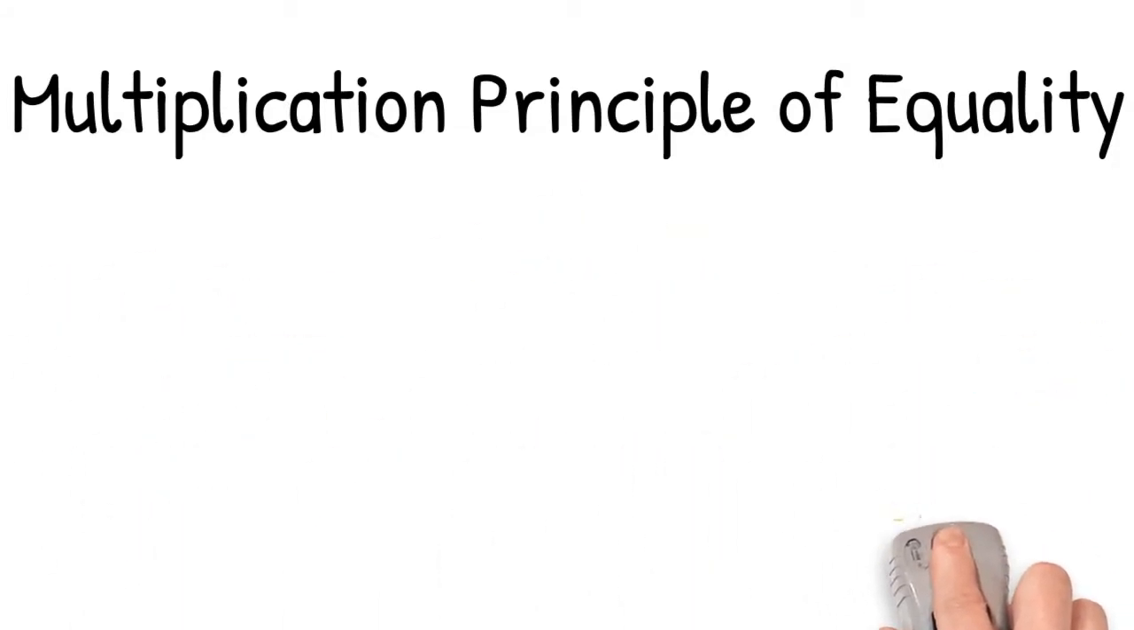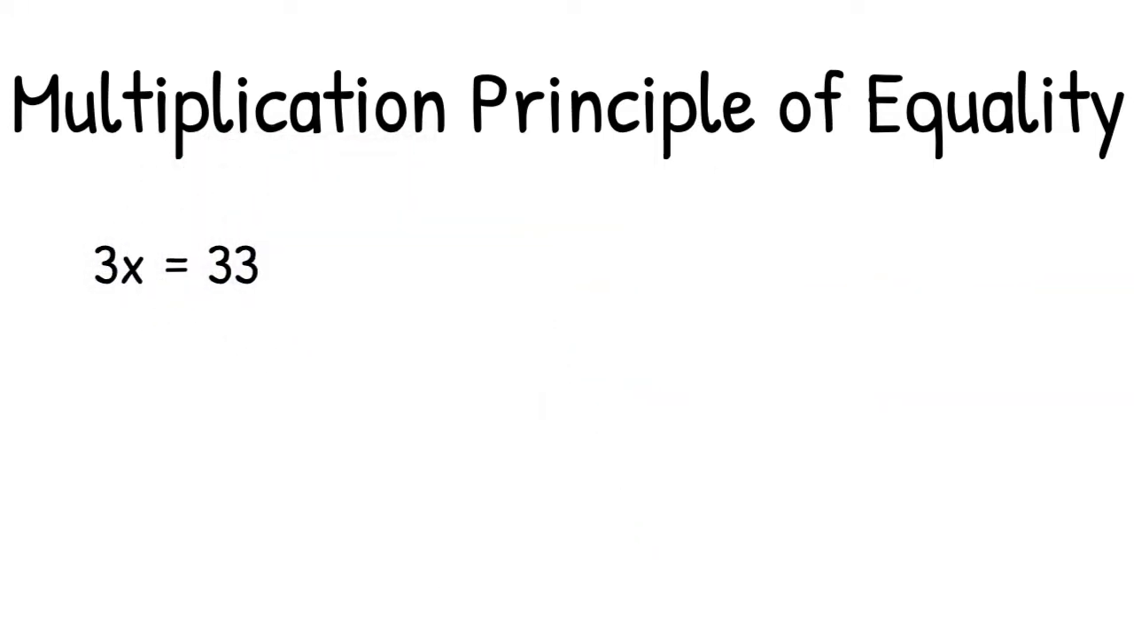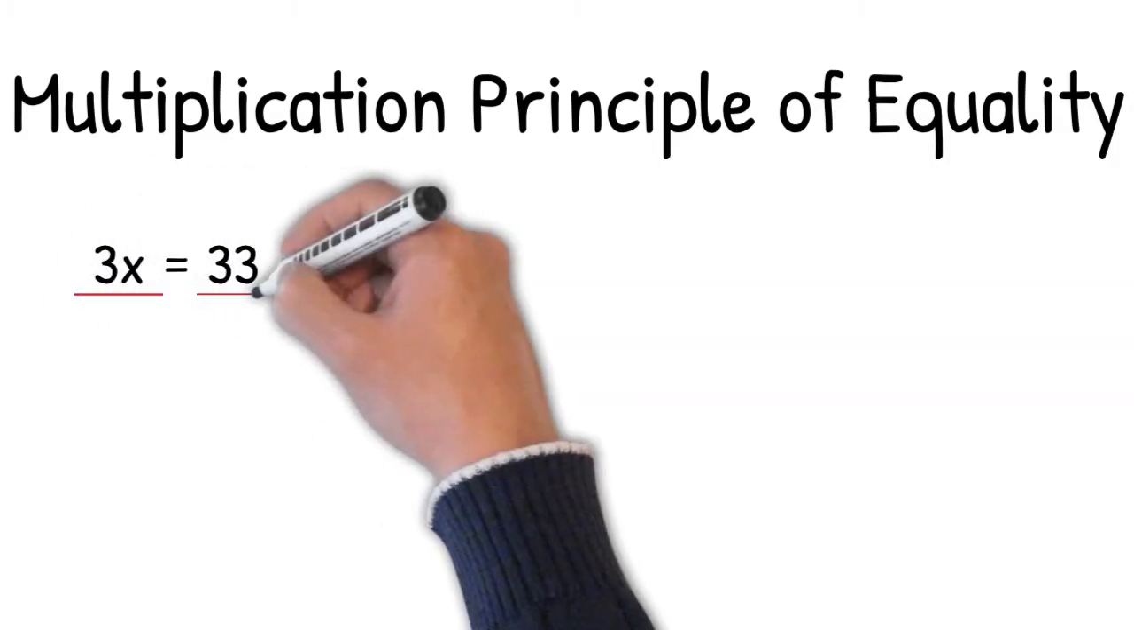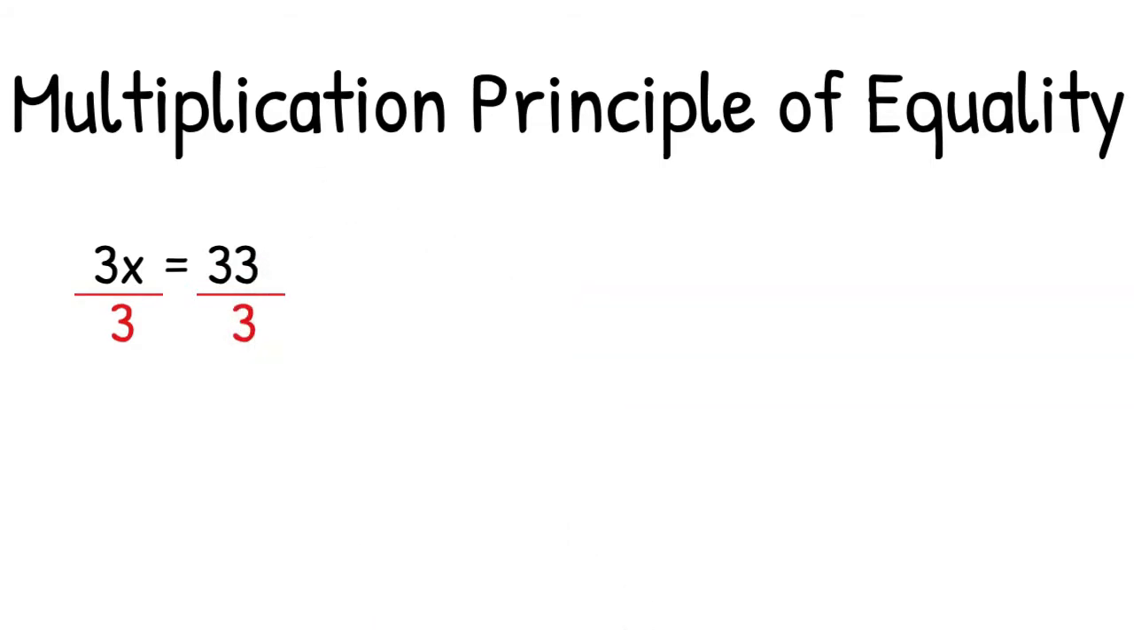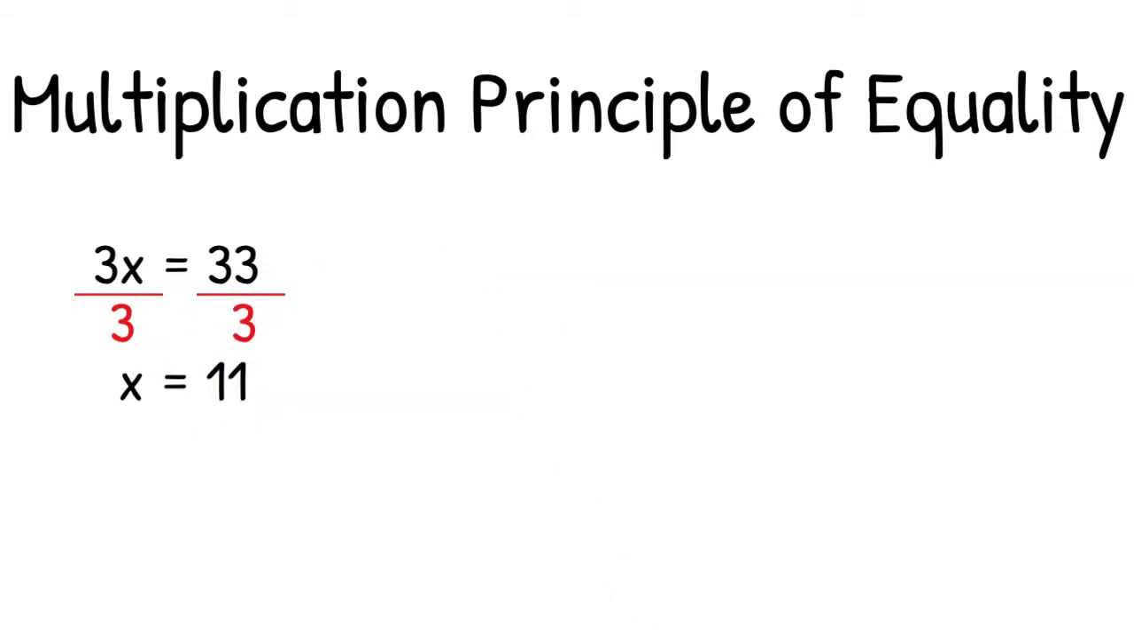Now let's look at how to use the multiplication principle of equality. Let's start with something simple, like 3x is equal to 33. First, look at what math operation is being performed on the variable. In this case, we are multiplying x by 3. So what is the opposite of multiplying? Division. Let's divide both sides of the equation by 3. 3x divided by 3 is just x. 33 divided by 3 is 11. Therefore, x is equal to 11.